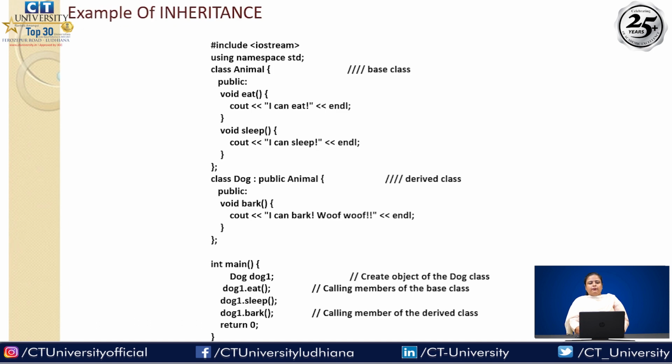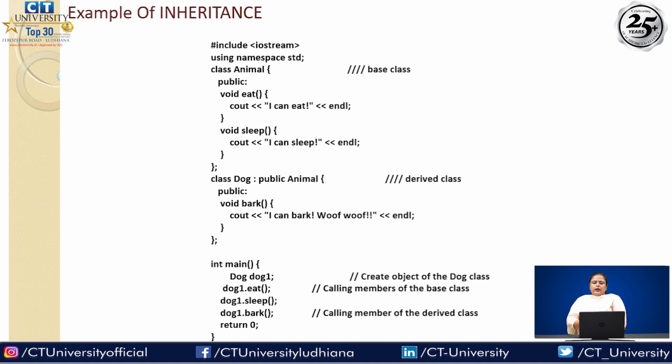Let's make a very simple example. I'm making one class, Animal. In this I make two functions, one is eat and one is sleep. In animals we have so many animals, like dog, pig, bear, lion, all categorized as animals. These two functions are used by every animal.